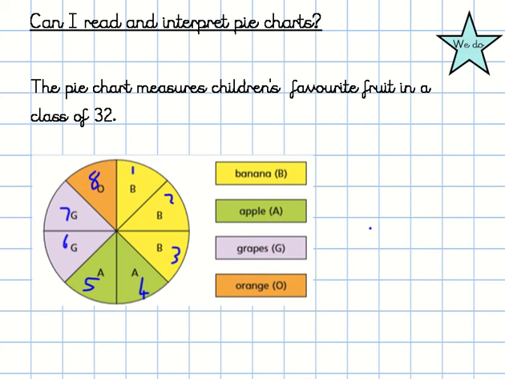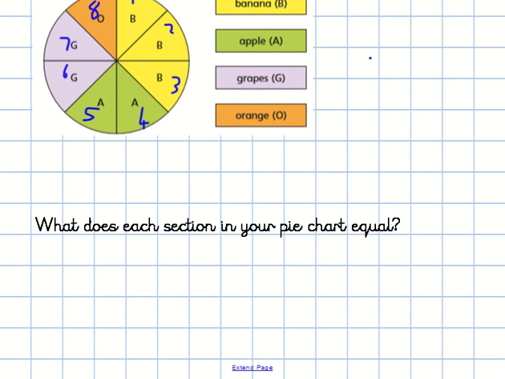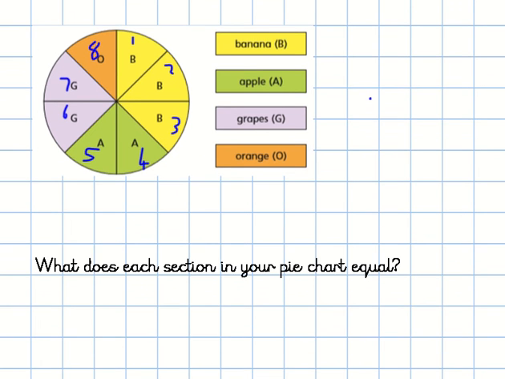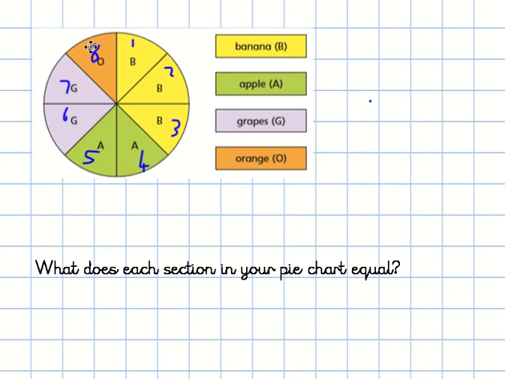And my question is, how many of the children, or what does each section in your pie chart equal? So if we're trying to work out what one of the 8 sections equals, then we need to divide the 32 by our 8 sections. So 32 divided by 8 is going to equal 4. So 32 into 8 groups equals 4. So each section equals 4.